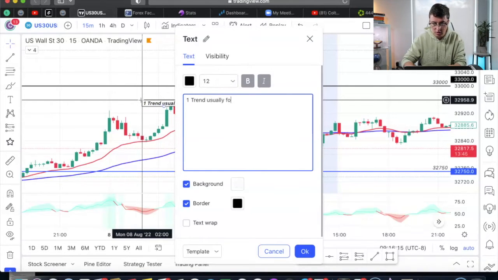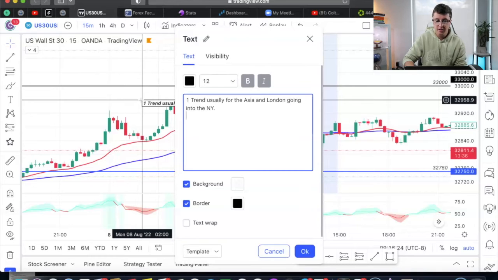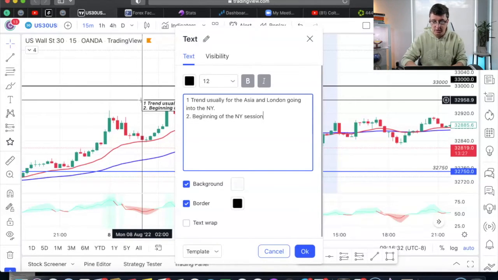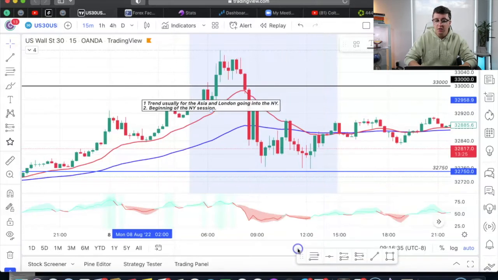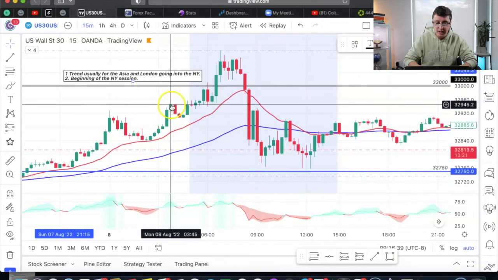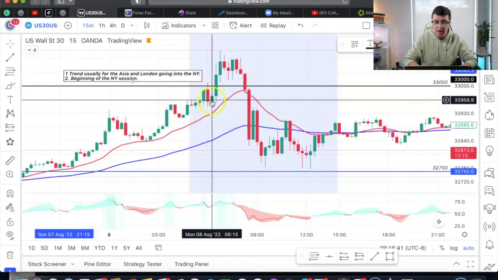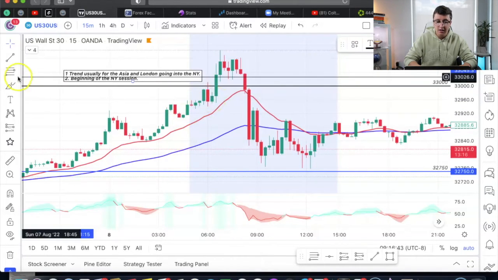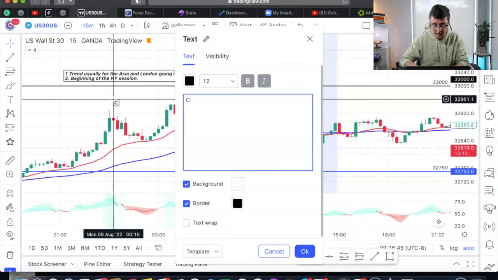Usually for the Asia and London going into the New York session, if the trend is hard to identify, just simply look at the beginning of the New York session. Okay? But we can see that we're already in this uptrend right here, pushing higher highs, higher lows, higher highs, higher lows.